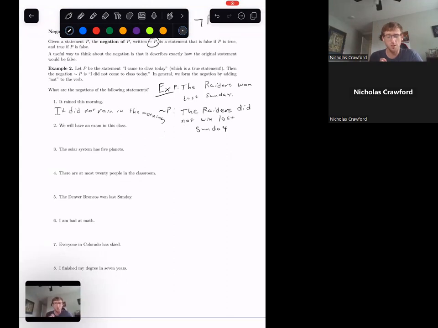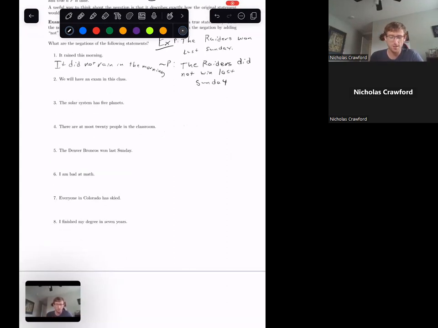So let's jump to 4, if you're following with me. Okay, there are at most 20 people in this class. Okay, the negation of that, right? So you could say there are not at most 20 people in this class, but that doesn't quite work with the English language. So the negation of this is that there are more than 20 people in this class, right?